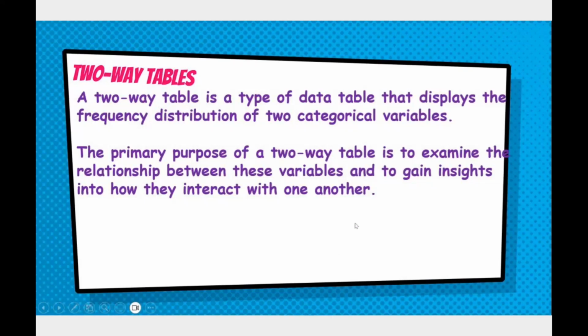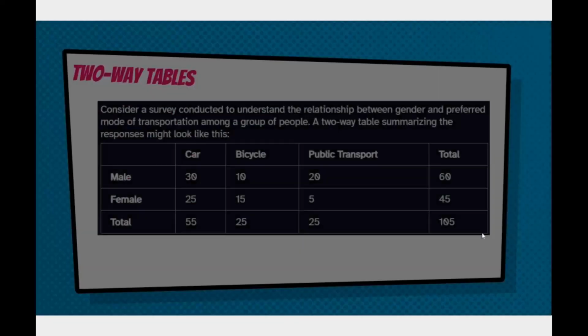The primary purpose of a two-way table is to examine the relationship between these variables to gain insights into how they interact with one another. In other words, I may think that maybe there's a correlation between gender and whether you prefer sweet, salty, or healthy, and I can go through and collect data and look at it side by side on a two-way table and gather some insights from that.